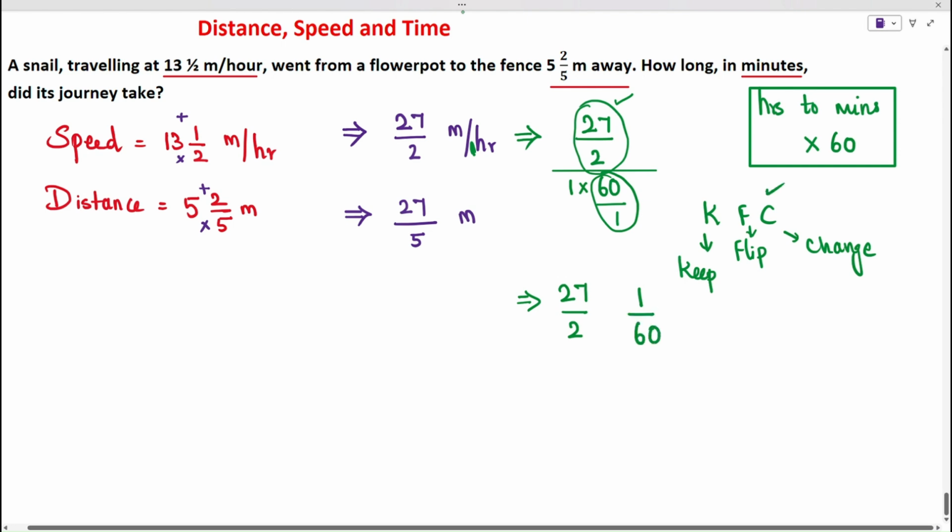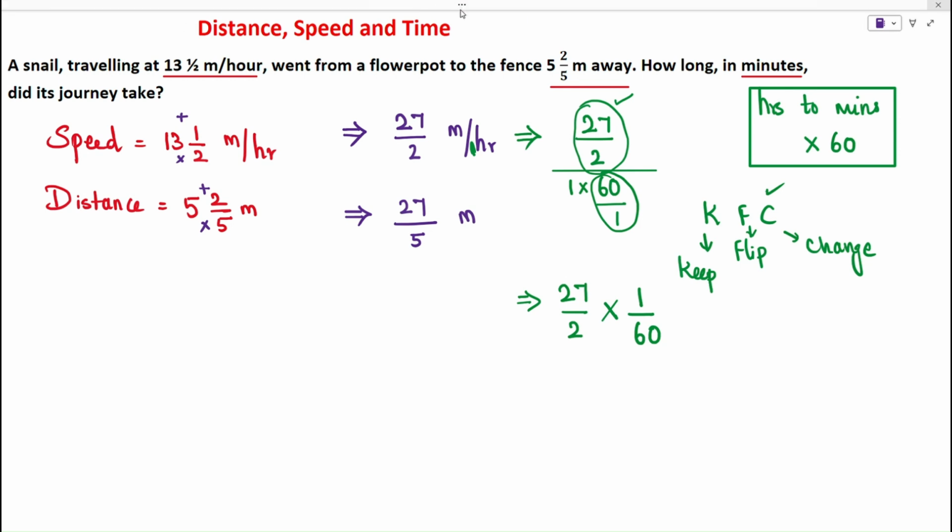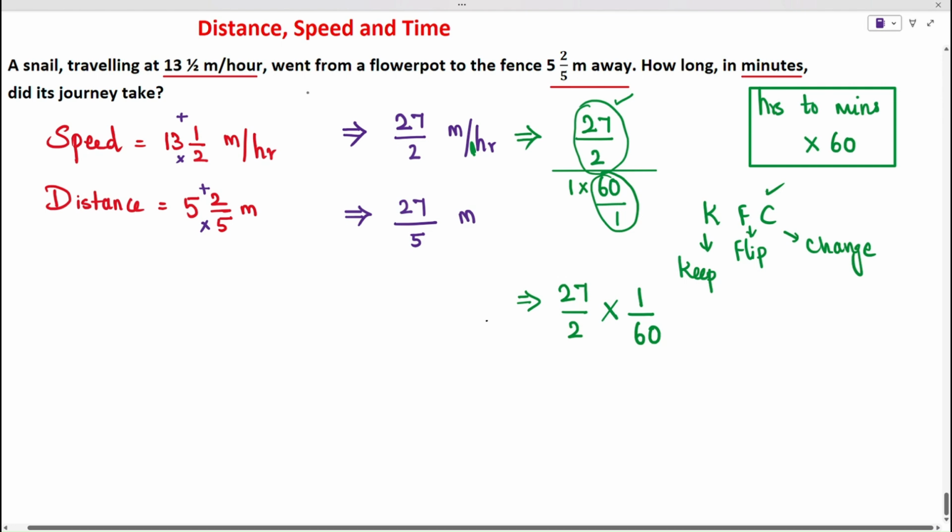And now we're going to change our sign. So with the fraction, we know that it's division, and that's going to be changed to multiplication. So now we're left with 27 over 2 times 1 over 60. Now we can do the cancellation method, so we can simplify by cross cancellation by dividing 27 by 3 and 60 by 3. So 27 divided by 3 gives us 9, and 60 divided by 3 gives us 20.